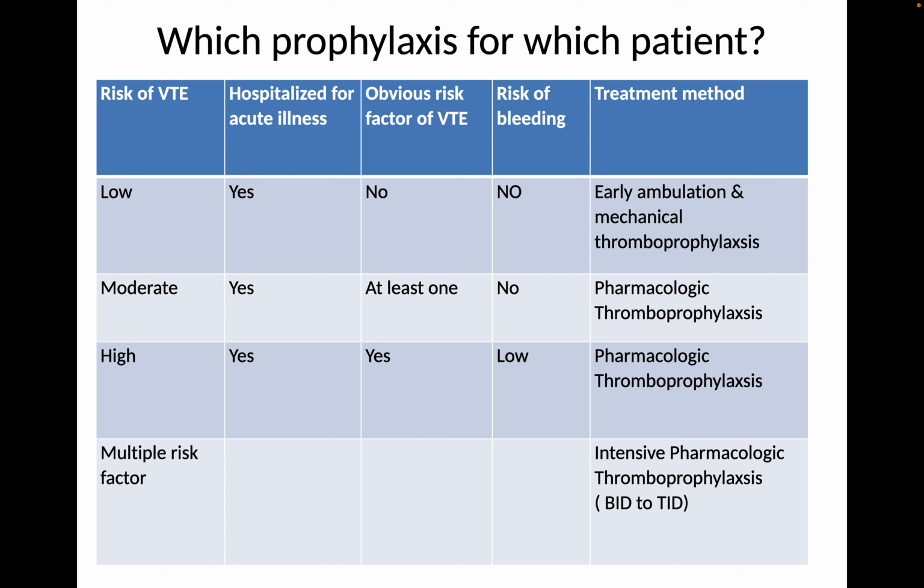For the patients with moderate risk of VTE, hospitalized for the acute illness, and there is an obvious risk factor, at least one, but no risk of bleeding, of course, we can go ahead and do a pharmacological thromboprophylaxis. If the risk of VTE is high and the patient is admitted for acute illness with a very high risk factor for VTE and a low risk of bleeding, still I would go ahead and do a pharmacologic thromboprophylaxis.